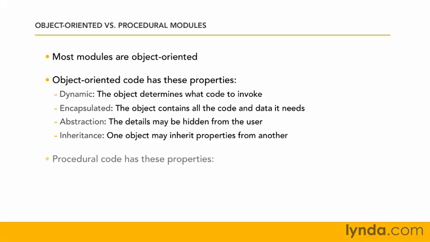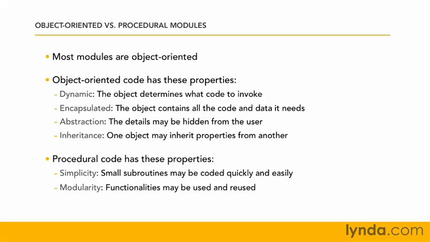On the other hand, procedural code has these important properties. Sometimes it's a lot simpler to write procedural code. Small subroutines may be coded quickly and easily. Procedural code may be very modular. Functionalities may be used and reused, much like they can be in object-oriented code, but with the simplicity of the procedural. And procedural code tends to be more linear and sometimes more clear and more readable.